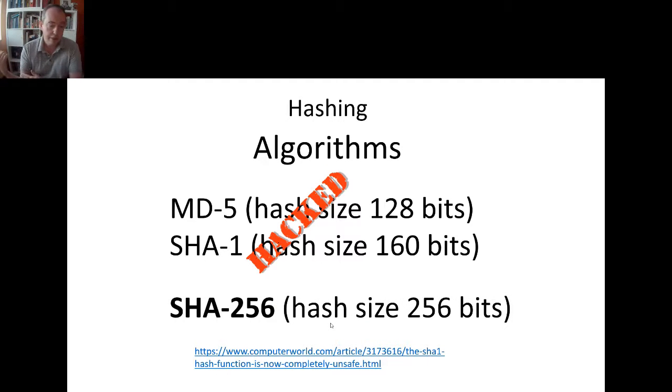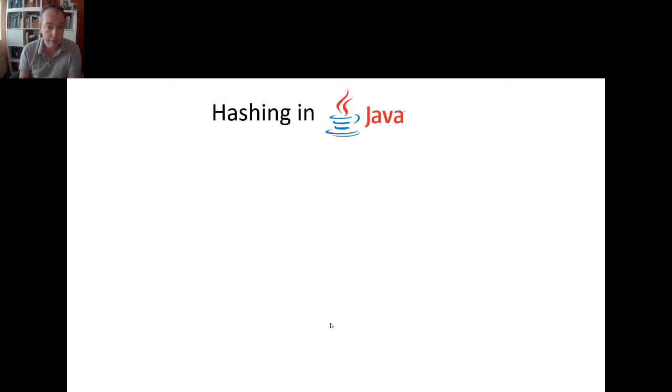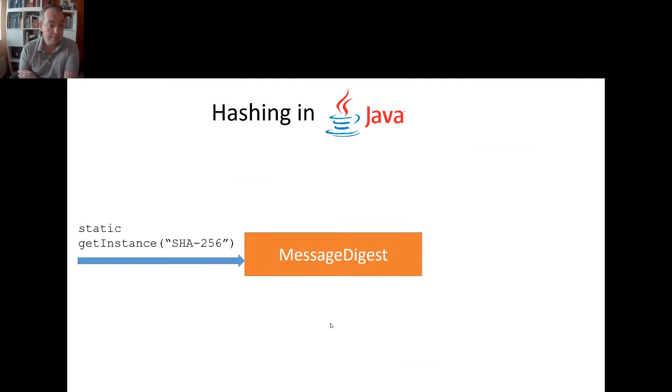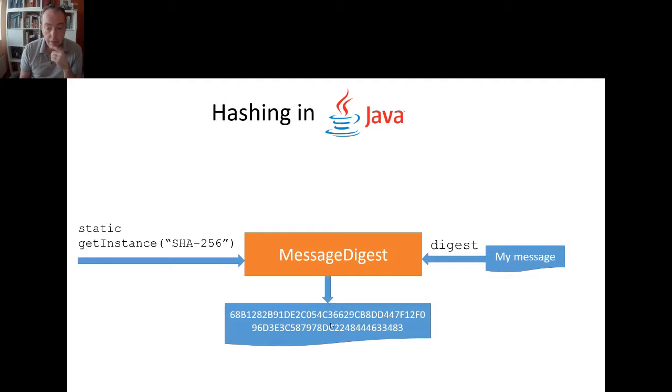There's also SHA-256, which we're going to look at in an example, which is still secure, but I would recommend you use SHA-512 or something like that. That's safer. So how do you do this in Java? Really simple. There is a class called MessageDigest, which contains a static method getInstance, which you provide the hashing algorithm to. Then you will get a MessageDigest class. It has a digest method you can put in your data, and out comes a hash.